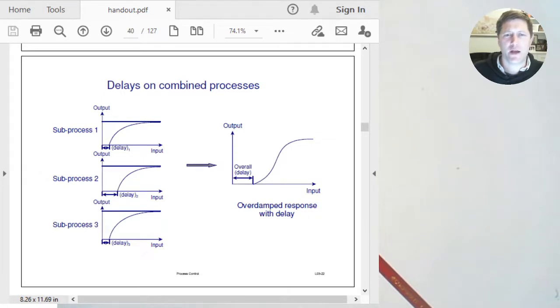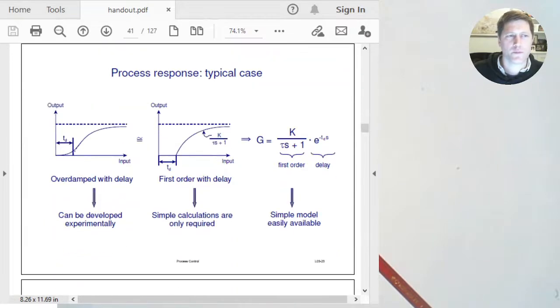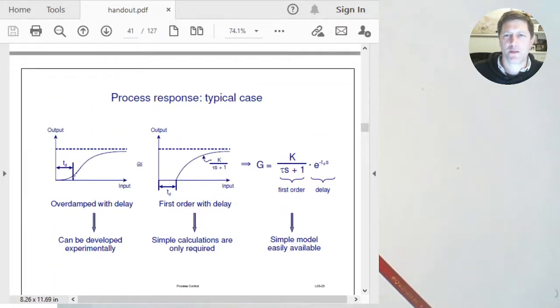That's an easy thing that we can do. We'll also find that if you have a series of delays, one for each subprocess, delay one, delay two, delay three, when those get combined together in some sort of combined process, the overall delay is the sum of each of these subprocess delays. So not only does it get flatter at the beginning of the response, the overall delay is the sum of those initial ones. So then we can take a typical case of a process response, and we see pretty flat to begin with, and then it goes up, and from that point it looks pretty first order. So whilst this might be the combination of quite a few different subprocesses, we can see that there's the opportunity to simplify this into an approximate model.